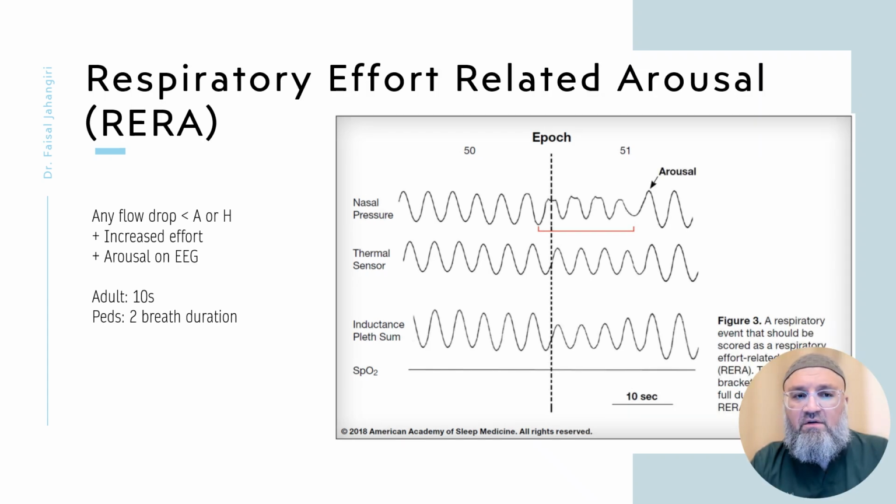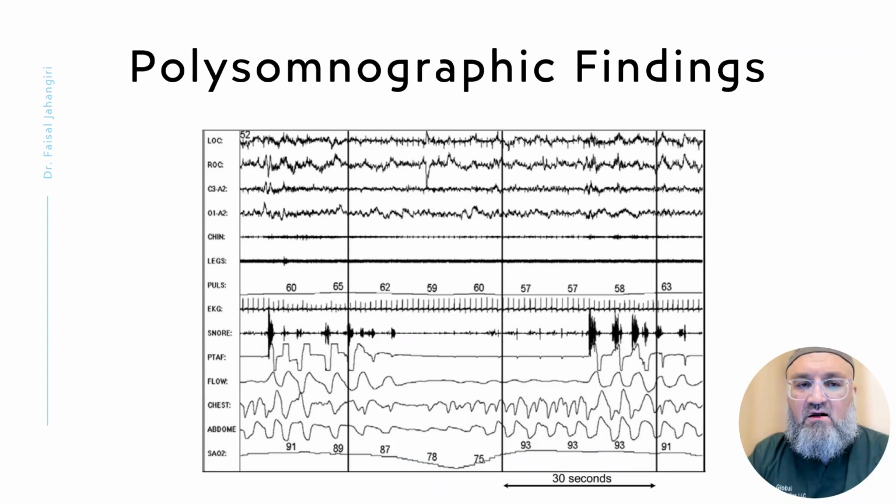The other condition is called RERA, or respiratory effort related arousal. When there is airflow drop, it can be apnea or hypopnea, plus increased effort of breathing and arousal on EEG, lasting more than 10 seconds for adults and two breath duration for pediatrics, that will be characterized as respiratory effort related arousal. So if there's an apnea or hypopnea and then increased effort of breathing and arousal on EEG, that will be RERA.